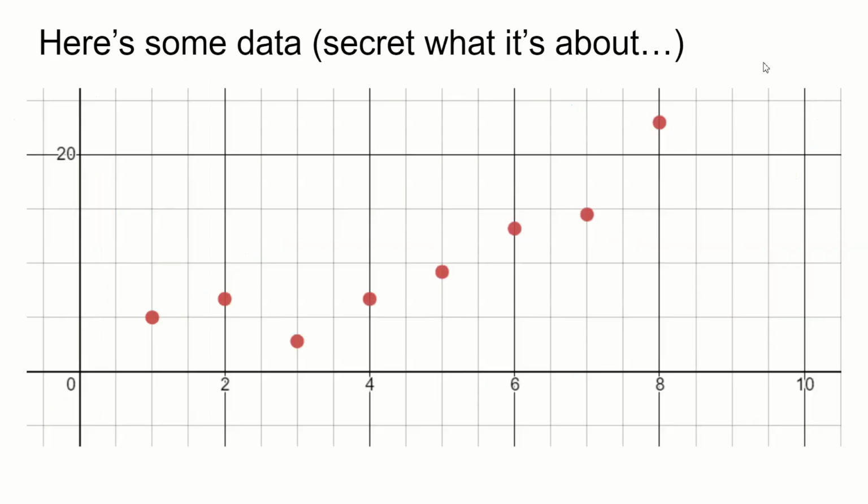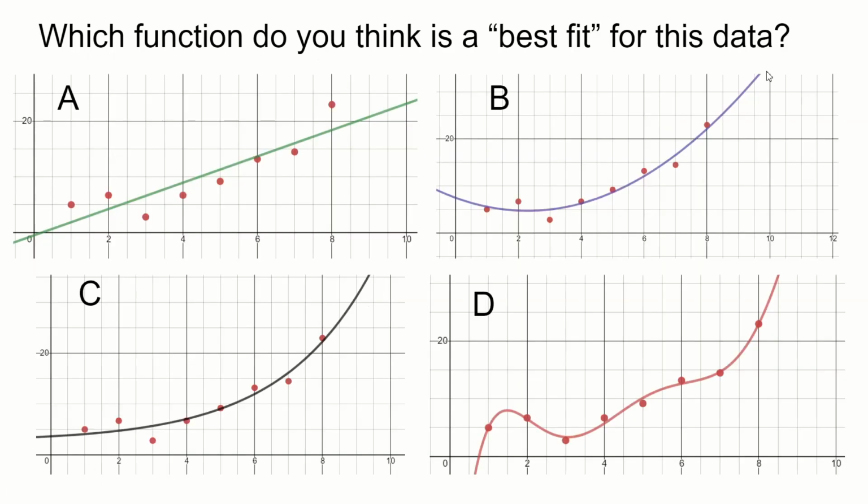All right, so here's some secret data. Well, the data isn't secret, but what it's about is secret. So we've taken some measurements. We've got an x-axis, we've got a y-axis. I'll reveal what it's about soon. Just right now in your group, pause the video. Decide, just purely on a visual basis, which function is the best fit for this particular data.